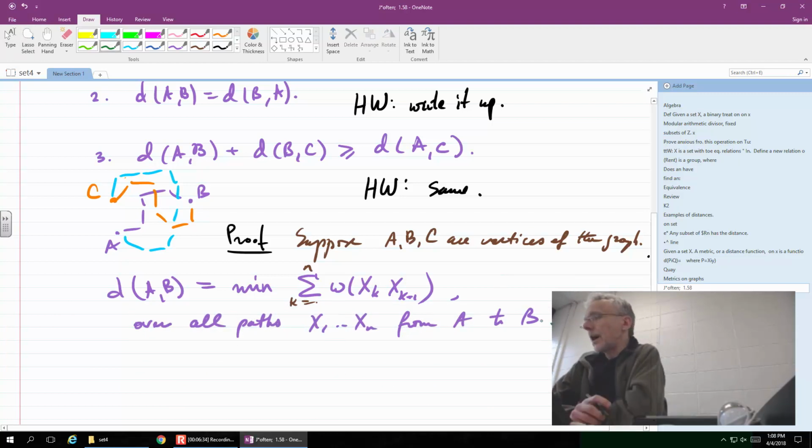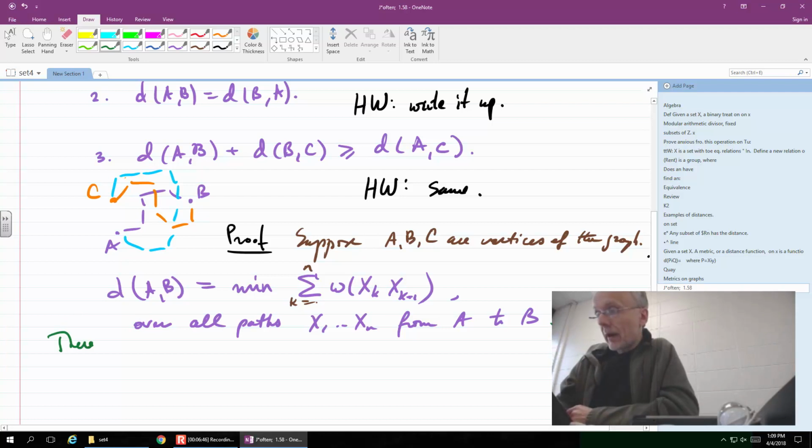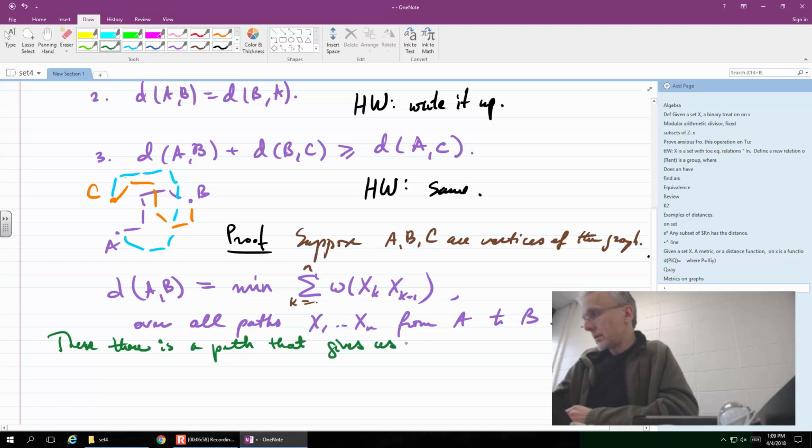But because our graph is finite, it's not a minimization in the sense you see in calculus, which may or may not be attained, but rather it is always attained. There is actually a path. There is exactly a path that gives us DAB.